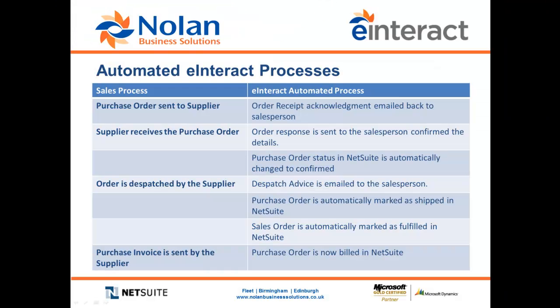This slide will give you an overview of all the processes that are automated using eInteract. For instance here, on the sales process, the purchase order has been sent to the supplier, which we've just seen. And once that's been done, an order receipt acknowledgement will be emailed back to the salesperson, as we saw. The supplier will receive the purchase order, and in return an order response is sent to the salesperson confirming the details. But also in NetSuite, the purchase order status is automatically changed to confirmed. Finally, the purchase invoice is sent by the supplier, and the purchase order is now marked as billed in NetSuite.